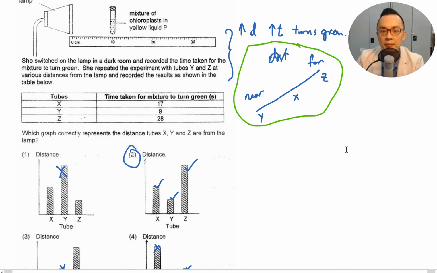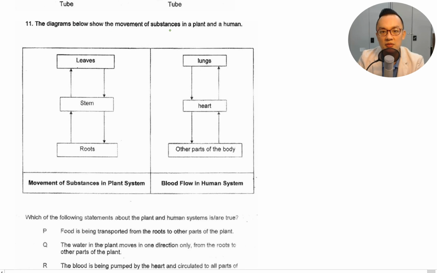The diagram below shows the movement of substance in the plant and the human. So roots will go up to the stem, to the leaves. So this is water. Water will go up to the stem, to the leaves. Leaves come down to the roots, is actually food. Food will come down from the leaves.